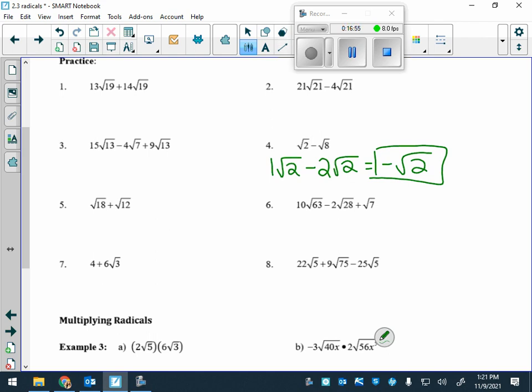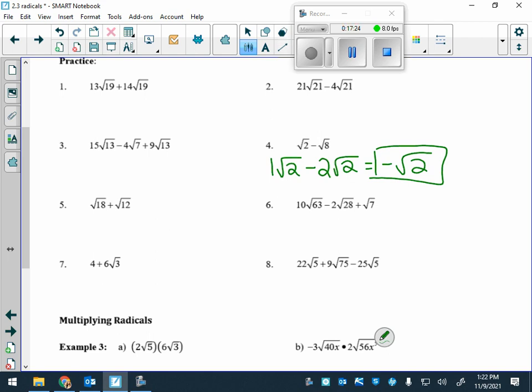Then for number, what are we, 5? Good catch there. 2 root 3 plus 3 root 2, or if you had 3 root 2 plus 2 root 3, you're correct as well. Okay, any questions on number 5? All you could do is simplify the two of them. That's it. And then number 6 is 27 root 7. Any questions on number 6?